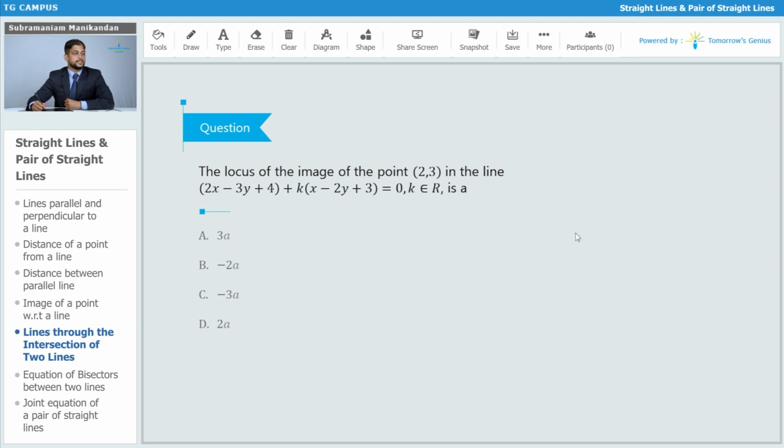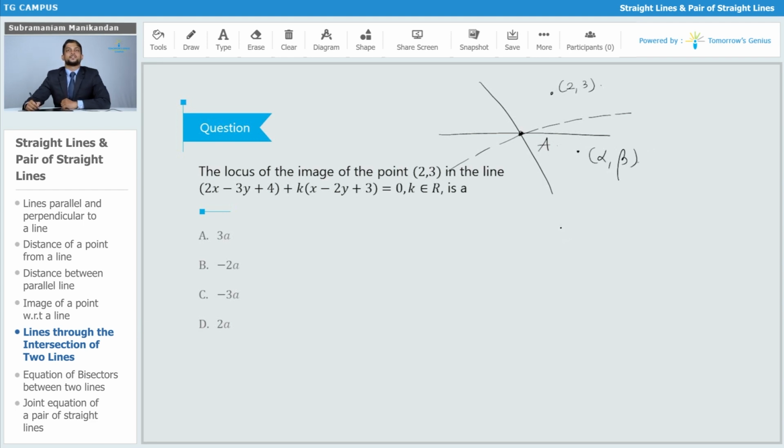So let's find out where these lines intersect. This is 2x minus 3y plus 4 is equal to 0. Suppose this is the line x minus 2y plus 3 equals 0. They intersect at some point. Let's call this point A. And then there is a straight line which passes through this intersection. And then there is the point 2, 3 and its reflection alpha, beta.